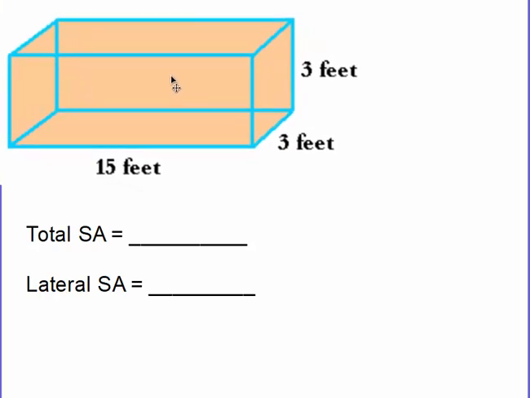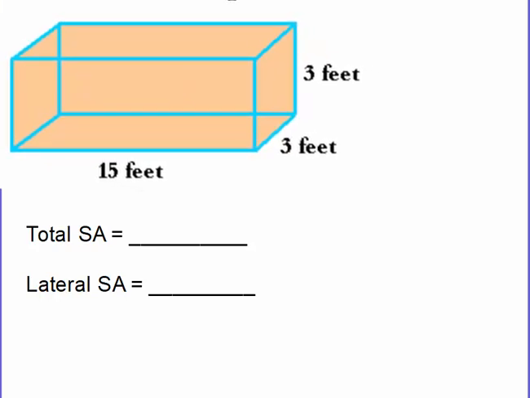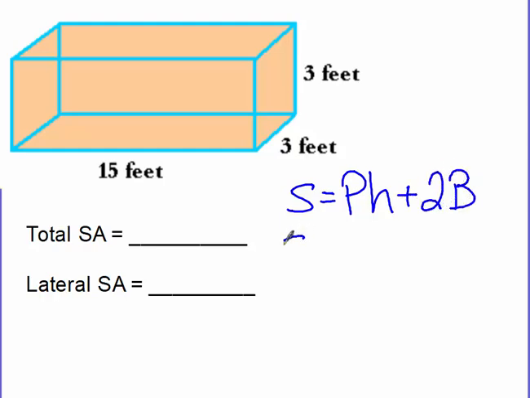Now, the first thing I'd like for you to find is total surface area. Well, total surface area has a formula. If you need to go back and look at it, go to the formula chart and look at it. But the formula is surface area equals perimeter of the base times the distance between the bases plus 2 times the area of the base. So the first thing that you'd want to do is find the perimeter of the base.